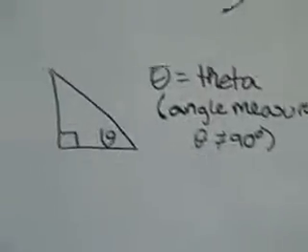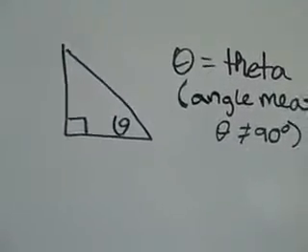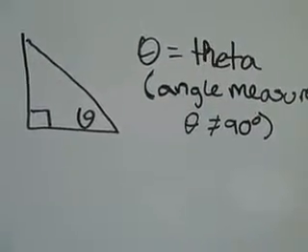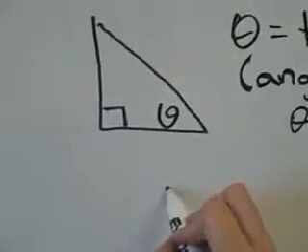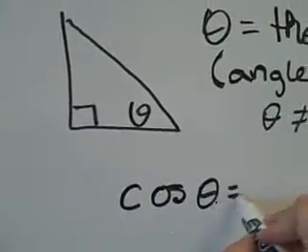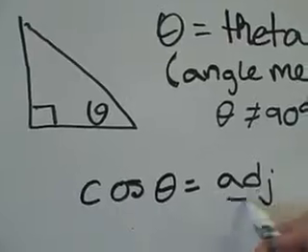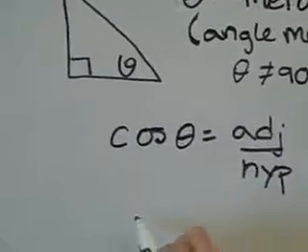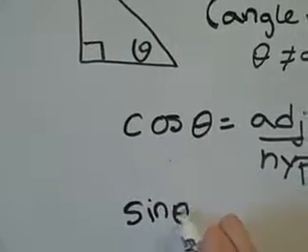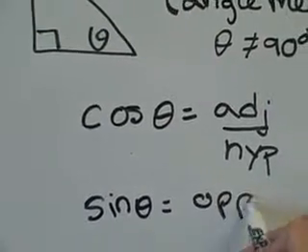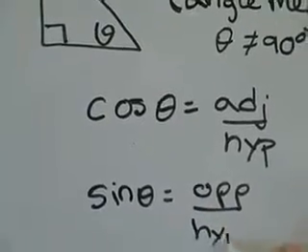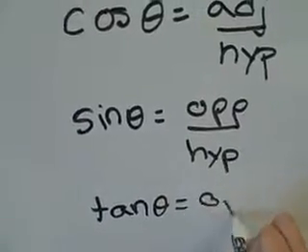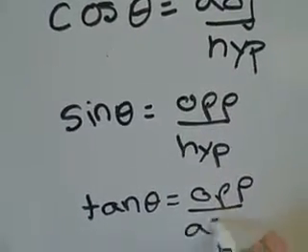Each of those trig functions has a formula that goes along with it. We use opposite sides, adjacent sides, and the hypotenuse when we're talking about them. So for example, cosine of theta is equal to adjacent over hypotenuse. Sine of theta is equal to opposite over hypotenuse. And tangent theta is equal to opposite over adjacent.